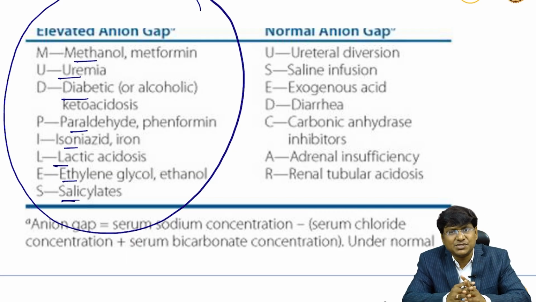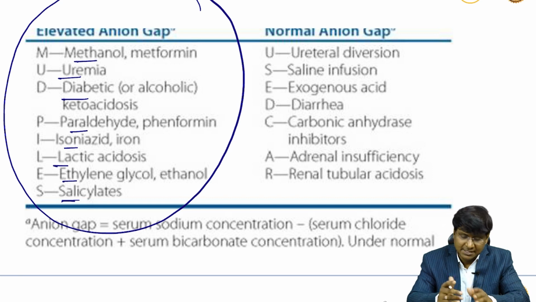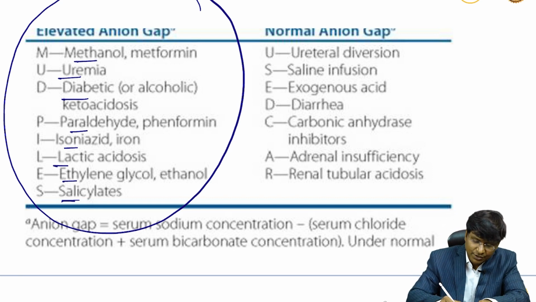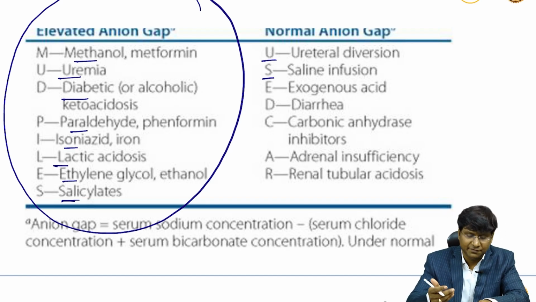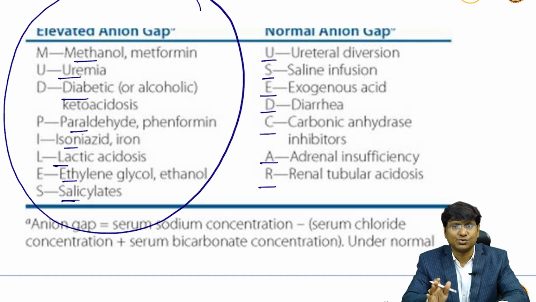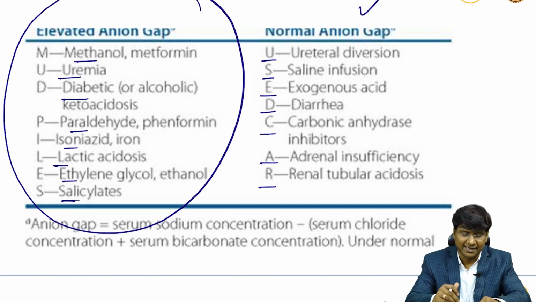Then what are the conditions where you have normal anion gap? Please remember the mnemonic USED CARS. U stands for ureteral diversion, S is saline infusion, E stands for exogenous acid supplementation, D is diarrhea, C is carbonic anhydrase inhibitors, A is adrenal insufficiency, and R is renal tubular acidosis. These are all the conditions where you have normal anion gap metabolic acidosis. So that was the question on high anion gap and normal anion gap.